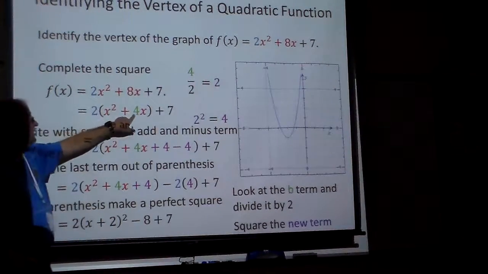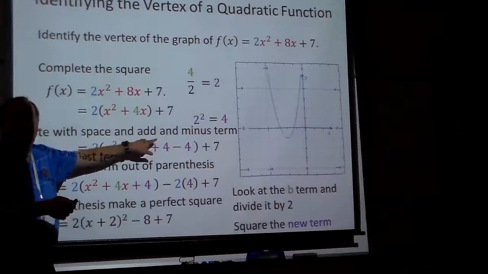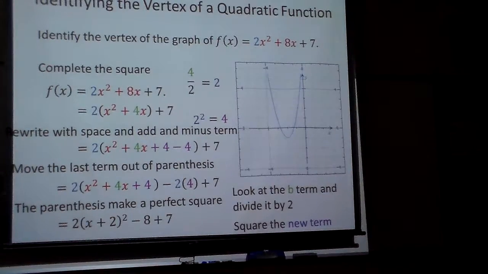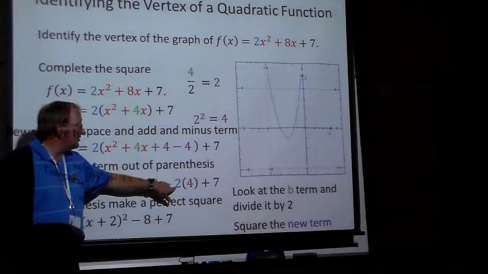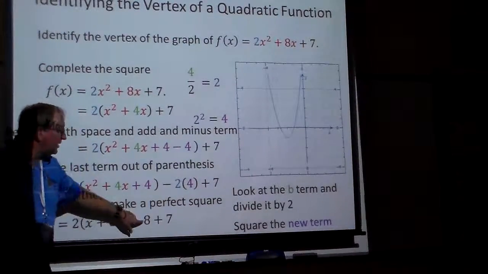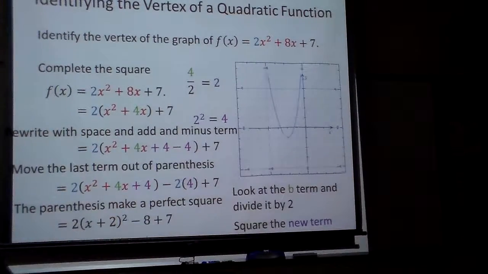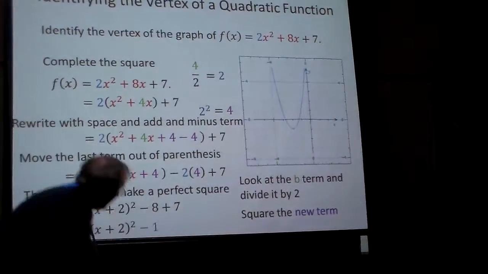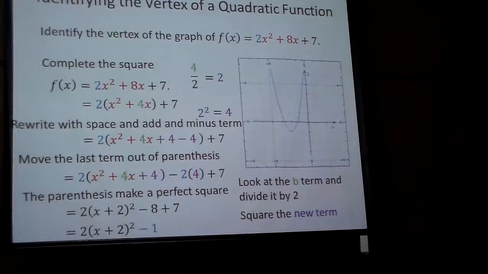Whatever number I got when I divided this by 2 and squared it, that's the number that's going to go right there, because that's the number I used to make it a perfect square. I have this 2 out here, and now I have this negative 2 times 4, which is negative 8, plus 7. And negative 8 plus 7 is negative 1.